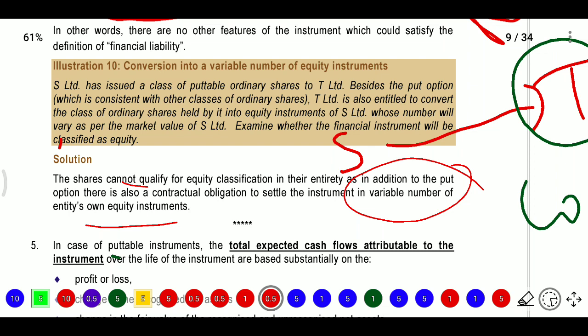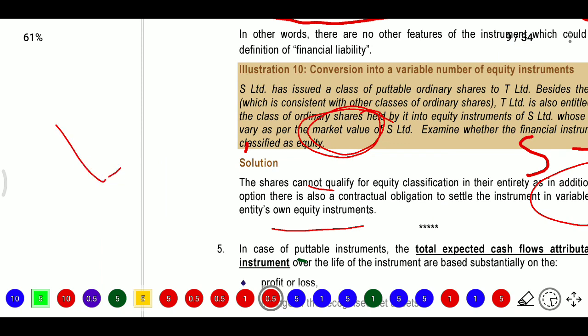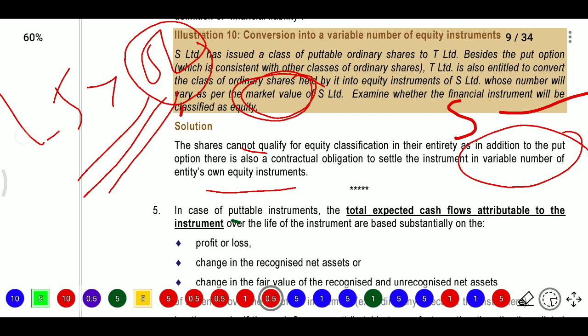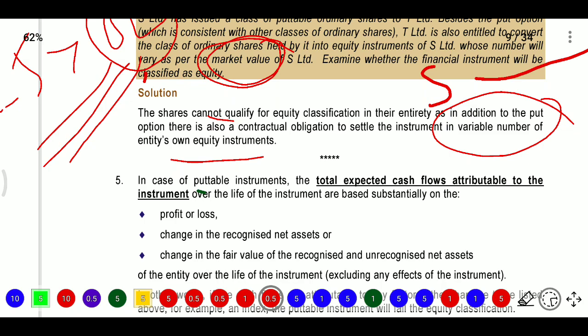They are also entitled to convert the ordinary shares held by it into equity instruments of S Limited, whose number will vary as per the market value of S Limited. Now examine: the amount is fixed, but the number of shares may vary. So here the amount was fixed as per the market value. For example, if 1 lakh shares are there and the market value as on date is 5 rupees, 1 lakh into 5 becomes 5 lakhs. So for the amount of 5 lakhs, they will recognize how many shares they will get. So then it will not become equity instruments.